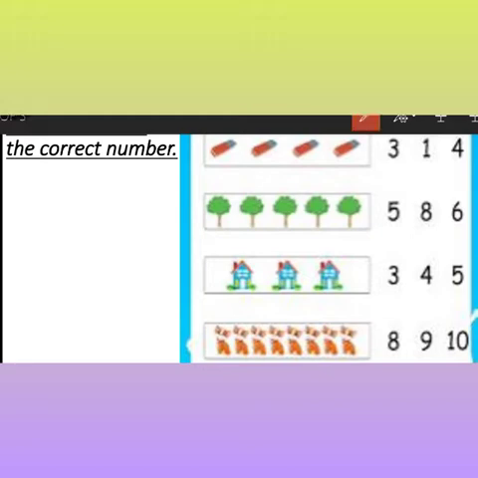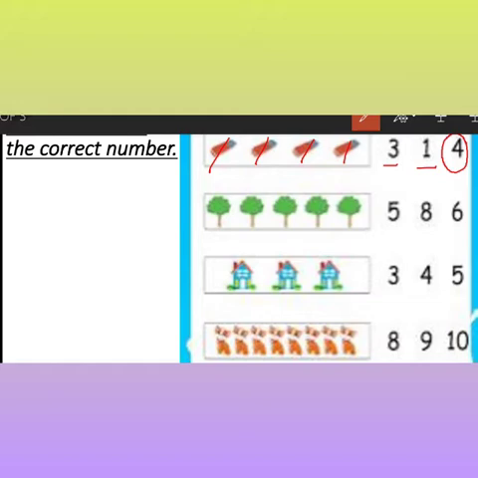So let's start. 1, 2, 3, 4. How many are these? 4. So where is number 4? Is it number 4? No. Is it number 4? No. Is it number 4? Yes, it is number 4. So we will circle it.